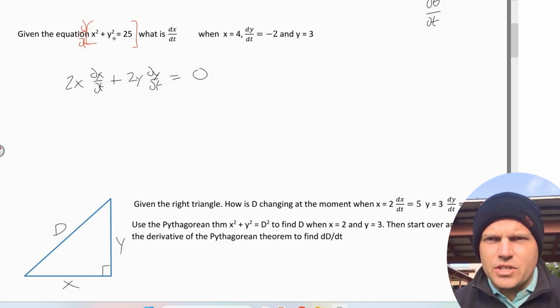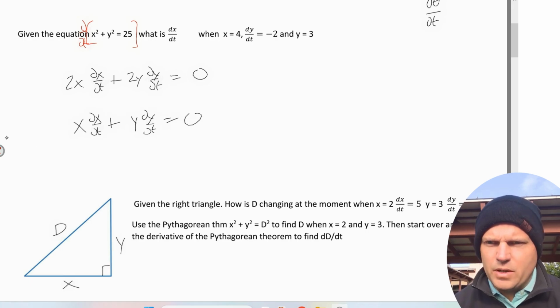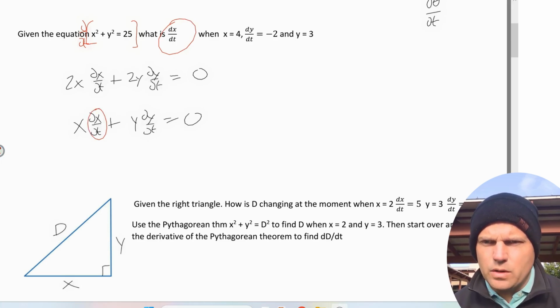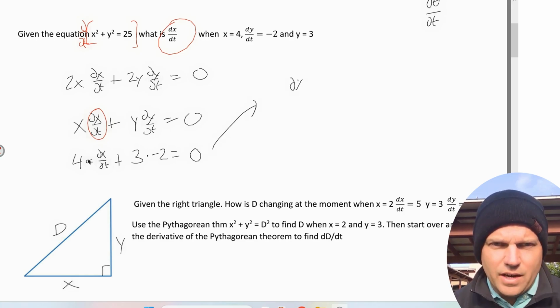We see this as a variation of the Pythagorean theorem. Equations of circles just come from the Pythagorean theorem. And we'll see whenever we're taking the derivative of the Pythagorean theorem, we could drop the 2's if we wanted to. Divide everything by 2, and we get this. Just preparing you for that. We are trying to find dx dt. We have x is 4. We got y is 3. dy dt is -2.